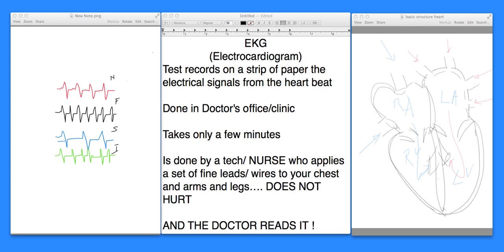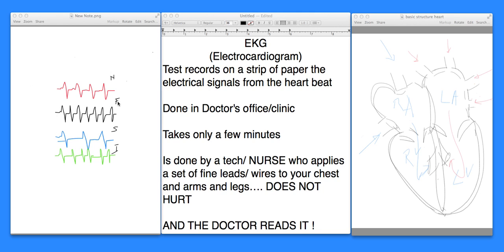So anyway, what have you learned from this video snippet? Well, EKG is a very simple test. It does not hurt. It takes only a few minutes to get it done in a doctor's office if the doctor ordered it. It's normally done by a technician or a nurse by applying various leads to your chest and to your arms and legs. Sometimes they apply a little bit of paste also to have the leads stick to your arms and legs and chest. And then the doctor gets to read it after a few minutes once it's printed.